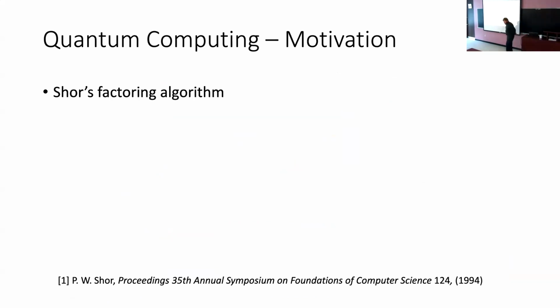And if you would have asked any of us 10 years ago, 15 years ago, maybe, why we were interested in quantum computing, almost everybody would have said Shor's algorithm. If you can build a quantum computer, you can factor numbers really efficiently.